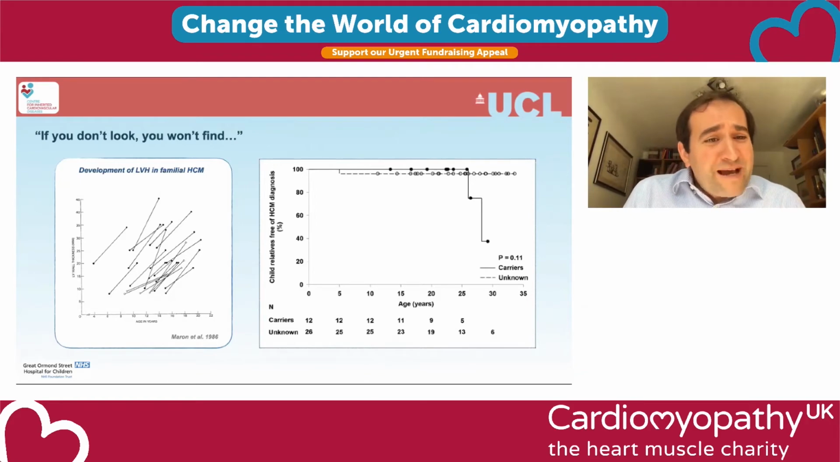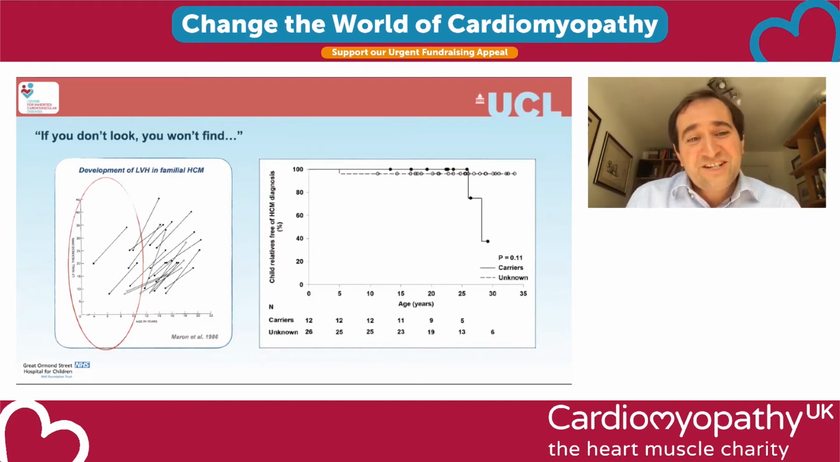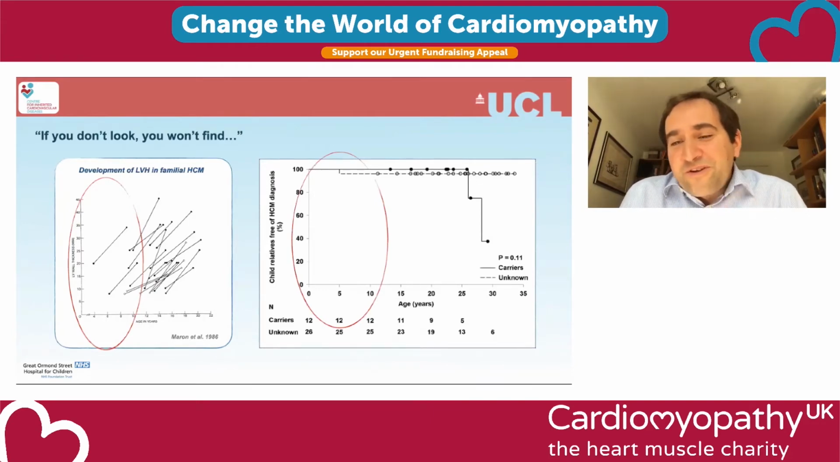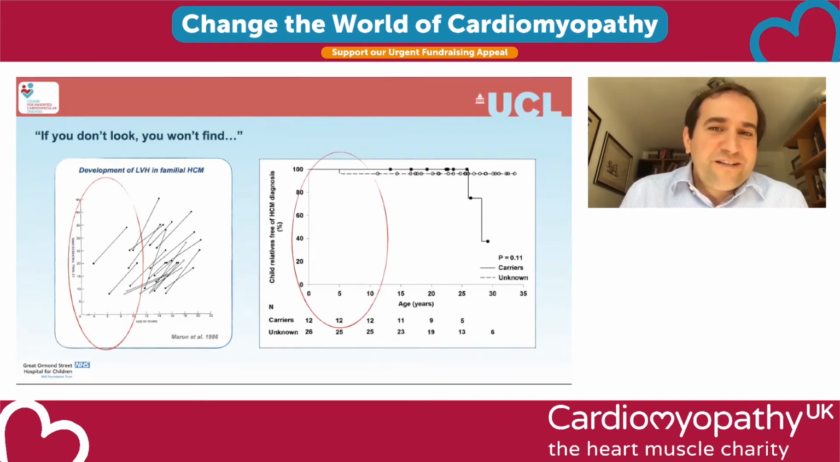So looking back at some of these studies, this study suggesting that the left ventricular thickening didn't develop until the teenage years, actually very, very few children below the age of 10 were included in this study. And those that were included already had thickened heart muscle. So they already had the condition. So it's just not true that the condition didn't develop until later on. And similarly with the genetic study, there are no children included below the age of 10. So of course, if you don't look below the age of 10, you're not going to find it.